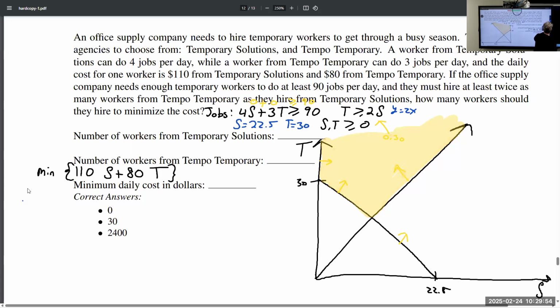Are there any questions? So I think there's a corner point here. I think there's a corner point there. And I think there's only 2 for this problem. I only see 2 corner points.